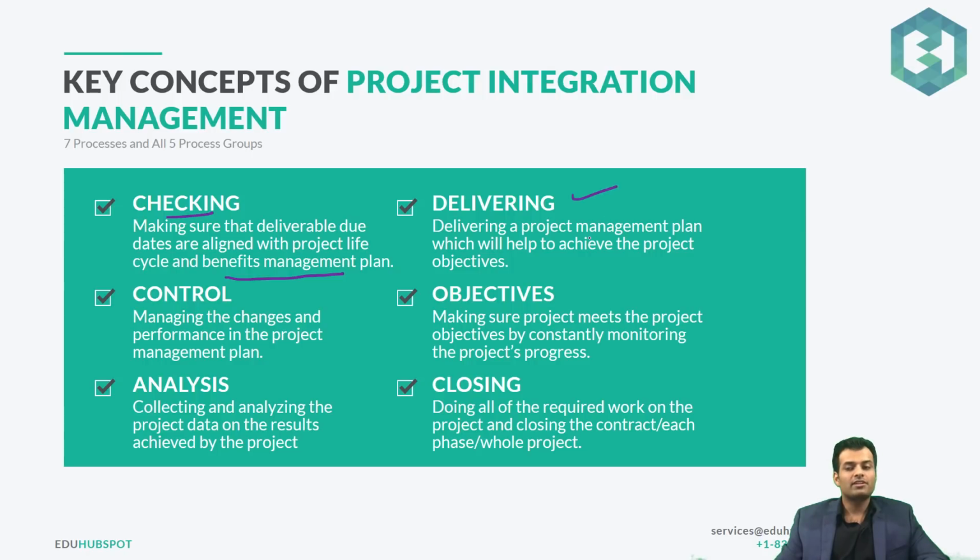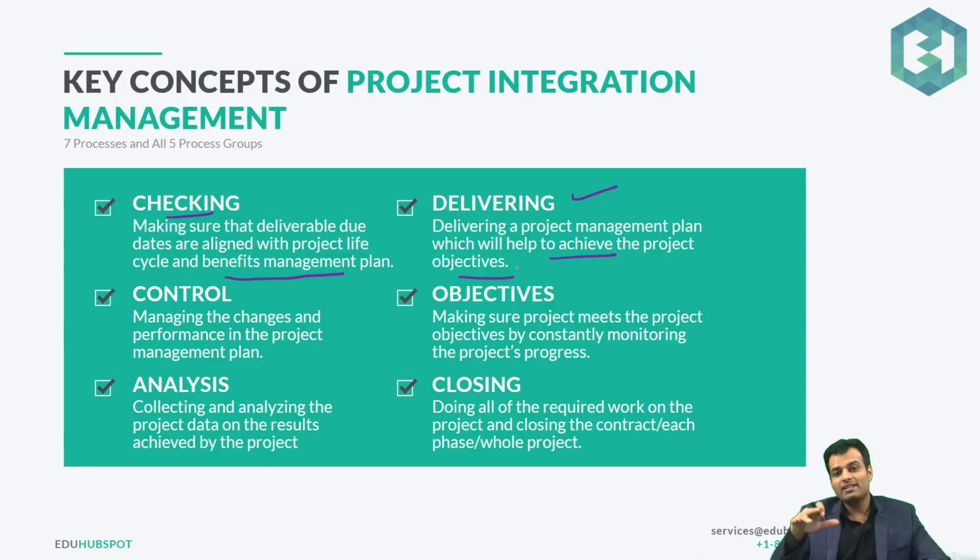Then we will also talk about the delivering aspect. Delivering a project management plan which will help to achieve the project objectives. So once the project objectives are defined, once you have defined that, okay, this is why we are doing the project, these are the list of benefits. Next thing is you will draft all of those information and you will plan how you will do it. When I talk about the word how, basically I'm talking about the project management plan, which will tell how this project would be managed, what are the things you would be probably covering in those pieces.